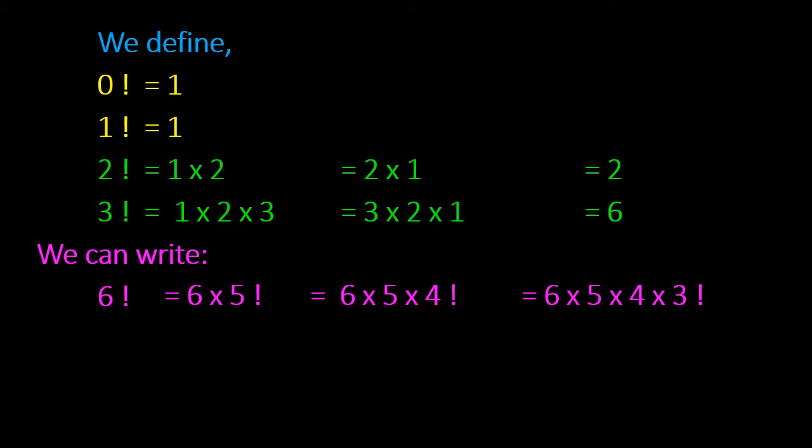Now, in a similar way, n factorial can be written as n into n minus 1 factorial. So here, instead of n, if we replace it by 6, then it will be 6 factorial. Here n means 6, so it is the same as 6 into 5 factorial, since 6 minus 1 is 5. So if we replace this n by 6, it will be the same as this expression.